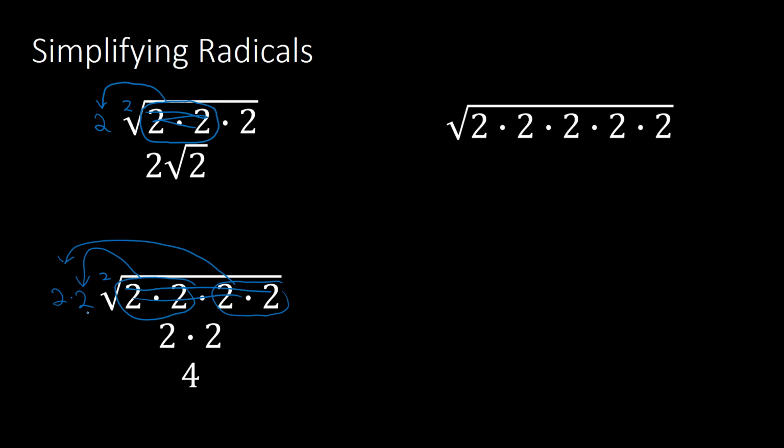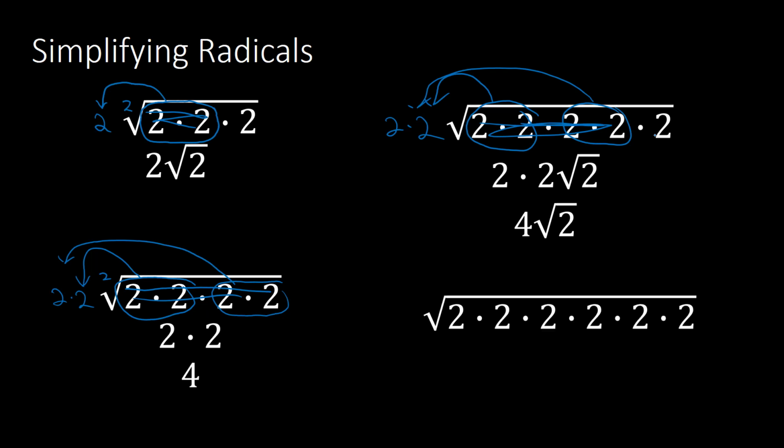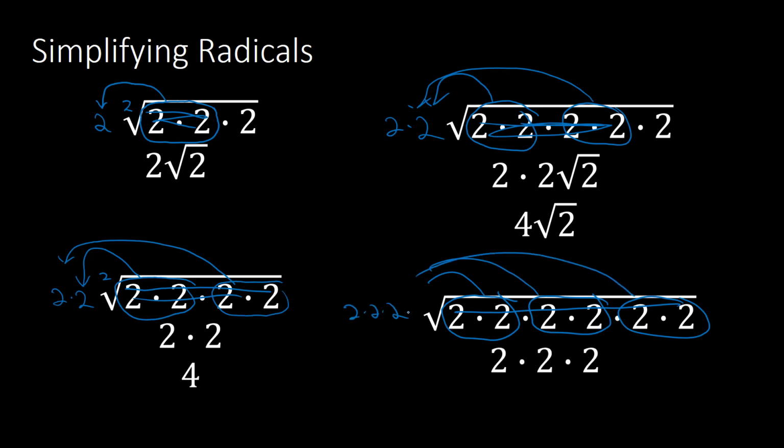So this demonstrates that this does work, that it's a true statement. And we can continue this for any number of numbers inside the radical. There's one group, there's 2 groups, so I pull out 1 2 and then another 2, and I'm left with now just 1 2 on the inside. So I have 2 times 2 on the outside, which is 4, and then a 2 on the inside. Here's one more. Here we have 1 group, 2 groups, 3 groups, nothing left on the inside. So I pull out 3 2's. So I have 2 times 2 times 2, which would just be 8.